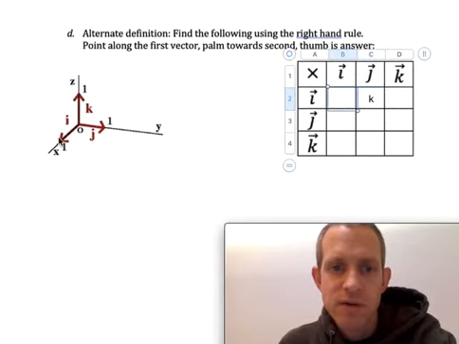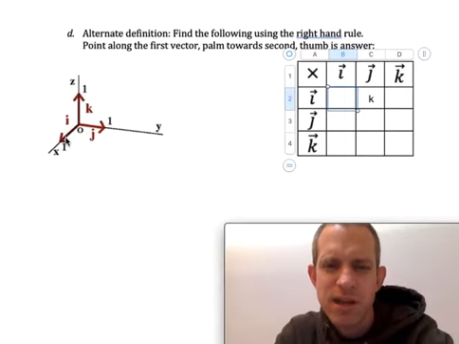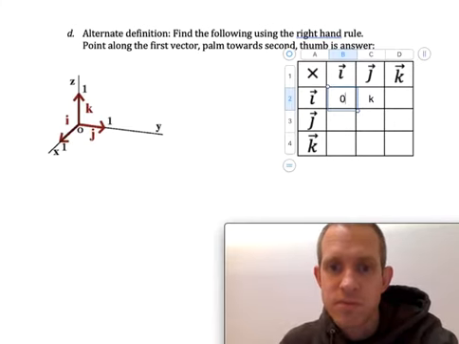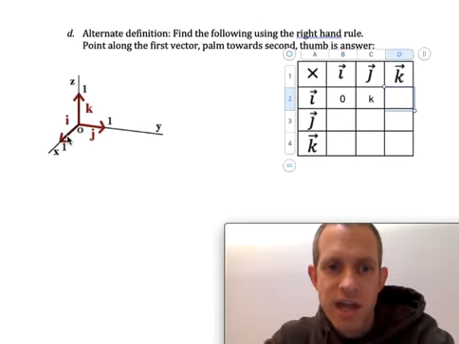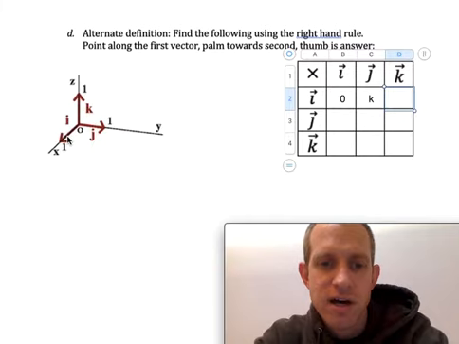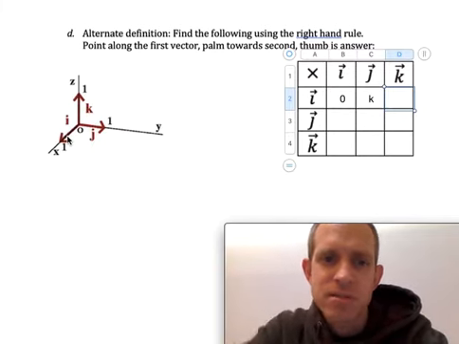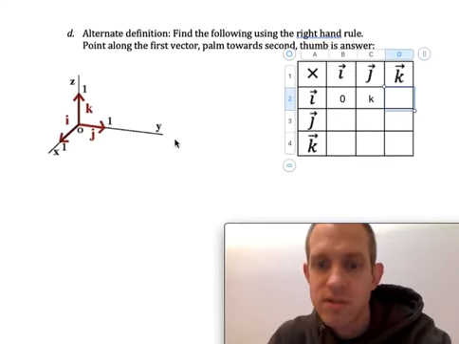By the way, if we do i crossed with i, that's not so obvious, but your fingers and your palm can't really both point in the same direction there. And in general, some vector crossed with itself is always just 0. And then i crossed with k. If you point your fingers towards i and point your palm straight up, then your thumb points in the opposite direction from j. And so we would say negative j.